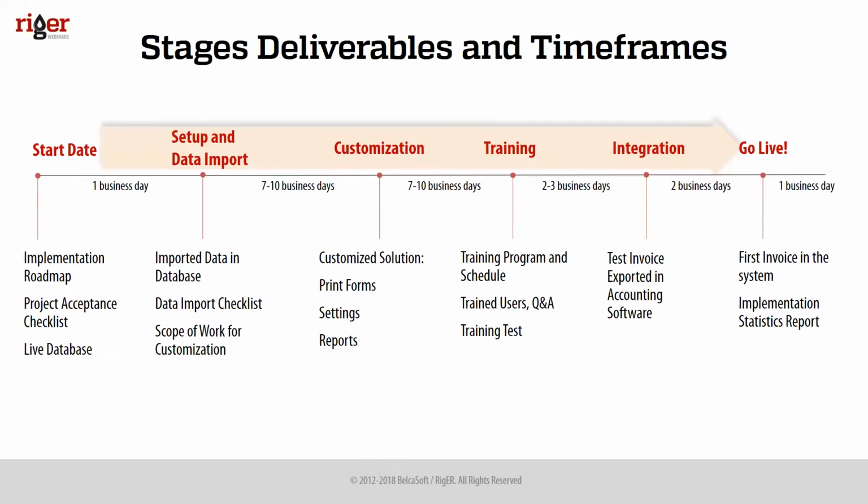On each step, each section and each stage, we have definite time frames that we are committed to deliver and some deliverables that we provide to you. On the implementation roadmap, we deliver the project acceptance checklist to you. So we aim to document all the actions that we are going to do with you. And in this case, we provide the project acceptance checklist.